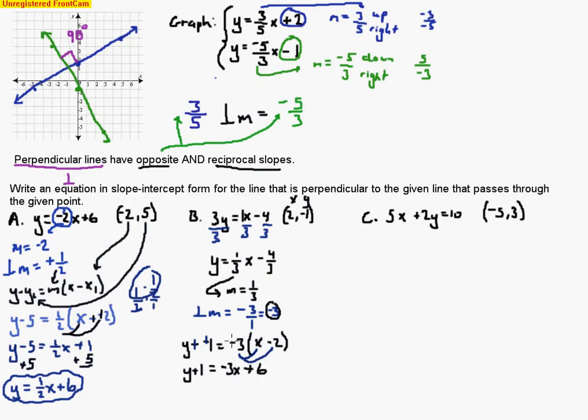So you see a negative times a negative made a positive. So I got one more step here. I need to move that 1 back to the other side. So I'm going to take 1 away from both sides.